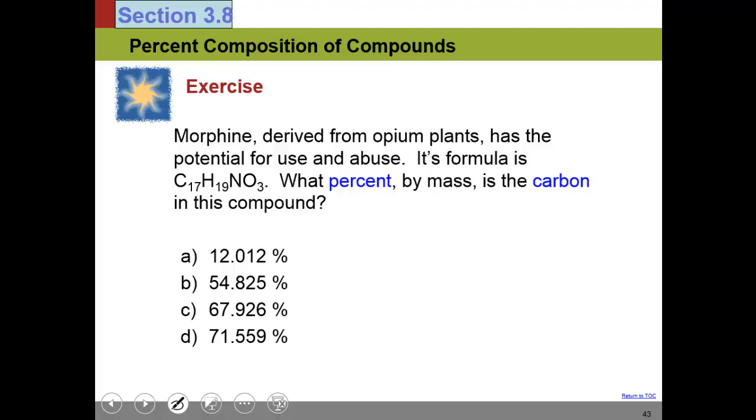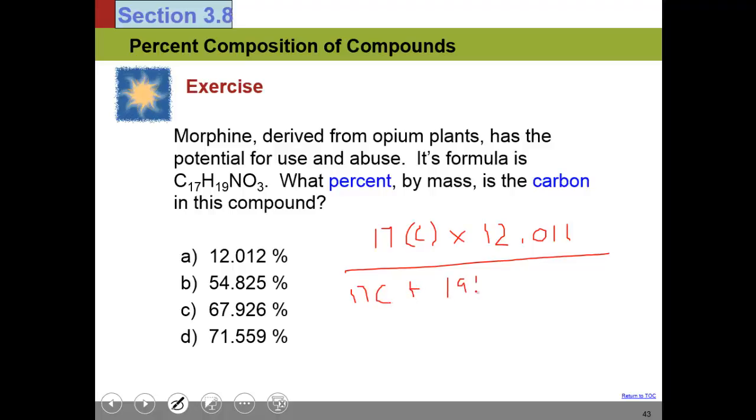The formula is C17H19NO3. And it says, what percent by mass is carbon in this compound? And so if we wanted to look at how much carbon, there's 17 carbons. Okay, and so we're going to have 17 times the mass of carbon from our periodic table, 12.011, over the entire molecule's mass. Okay, and so if we were to determine that, we would have the 17 carbons plus the 19 hydrogens plus a nitrogen plus 3 oxygens. So we would find all their masses on the periodic table and add them up and multiply it by 100.